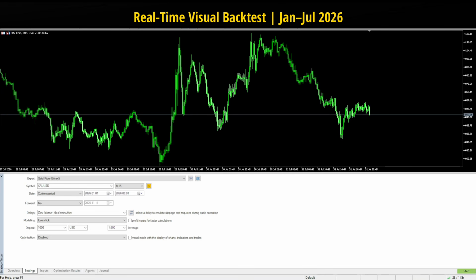Now, why only 7 months? Because the gold market has changed dramatically. What worked in the 2025 bull run doesn't necessarily work the same way in 2026. Throughout this past year, we've been continuously optimizing the EA to adapt to the current market conditions, making it smarter, tighter, and more resilient.